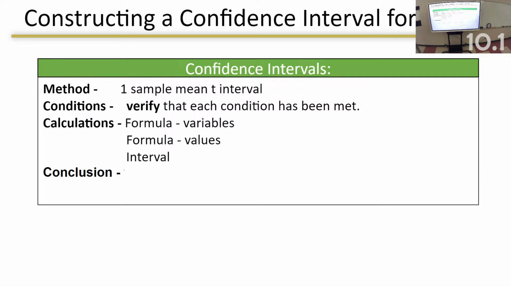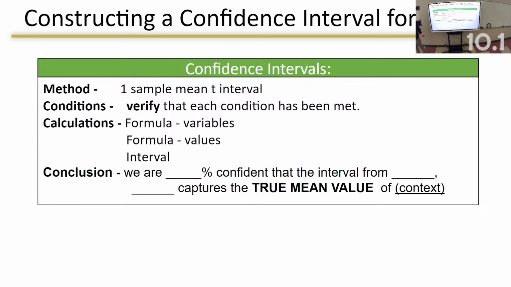And then our conclusion is the exact same conclusion we wrote 2 chapters ago, except we're not going to write the word proportion. We are 95% confident that the true mean, we're not going to write the word proportion because it's not proportions, it's mean, that the interval from here to here captures the true mean in context. So we already know all this stuff. You just got to know the differences.